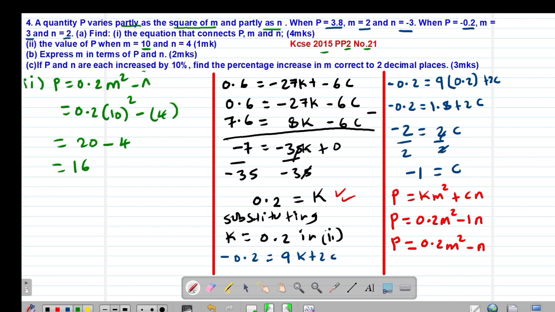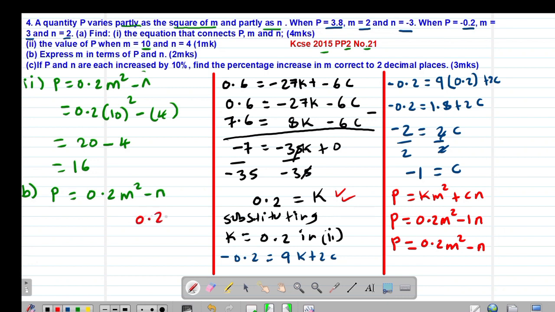Then we look at part B of the question. In part B, we are told to express m in terms of p and n. So we just need to make m the subject of the formula. Remember the equation connecting the two is p is equal to 0.2 m squared, then minus n. So we want to express m in terms of p and n. We simply need to make m the subject of the formula.